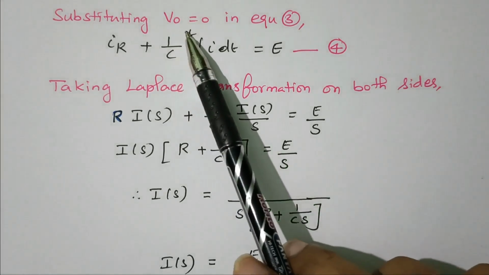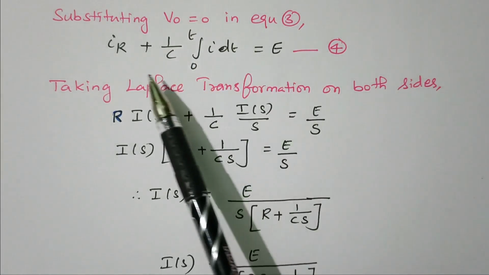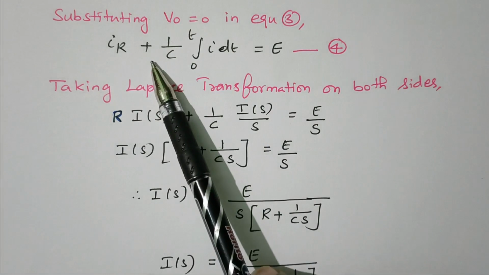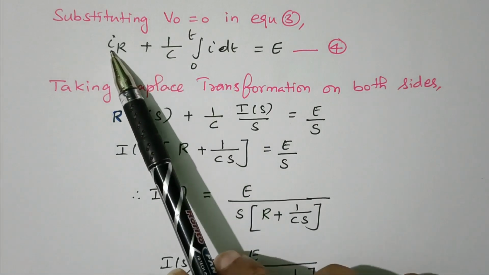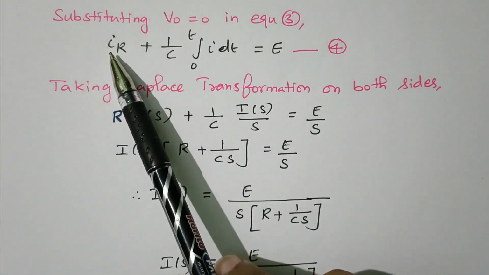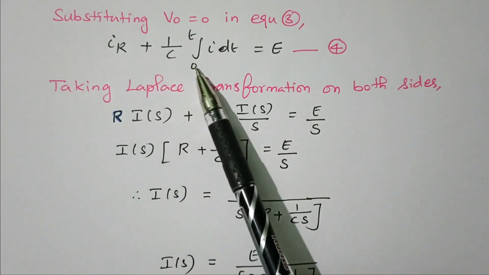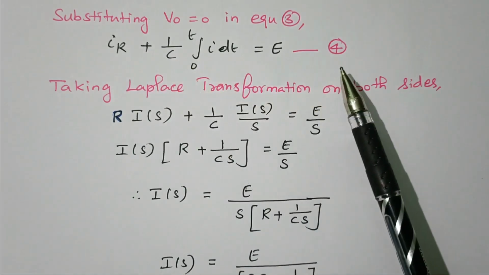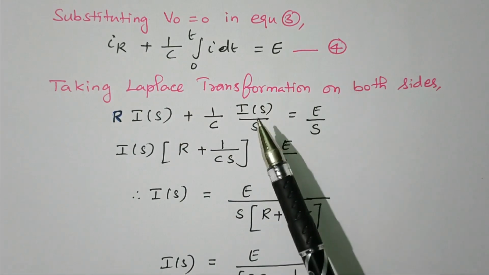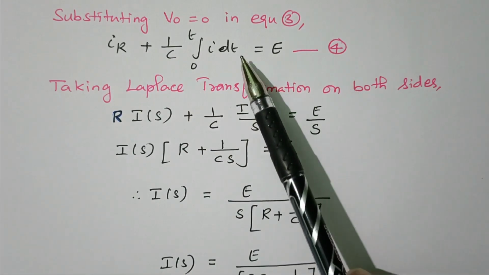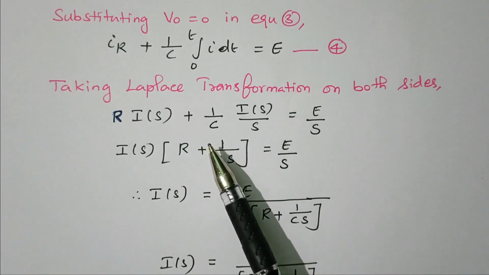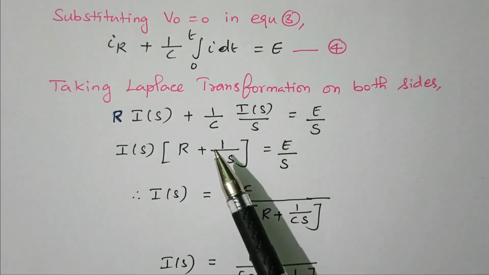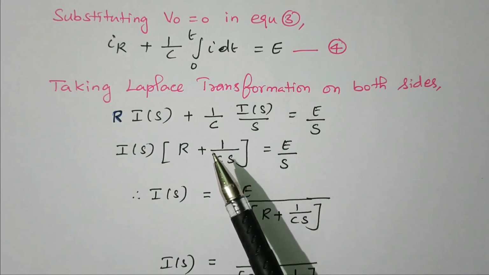So substitute V0 equal to 0 in equation number 3. So it becomes IR plus 1 by C integral 0 to t I dt equal to E. This is IR, I into R, resistance into current. You can take this as equation number 4. Now we can take the Laplace transform so that the t domain can be converted into the S domain. Again by taking the inverse Laplace we will get the time response.